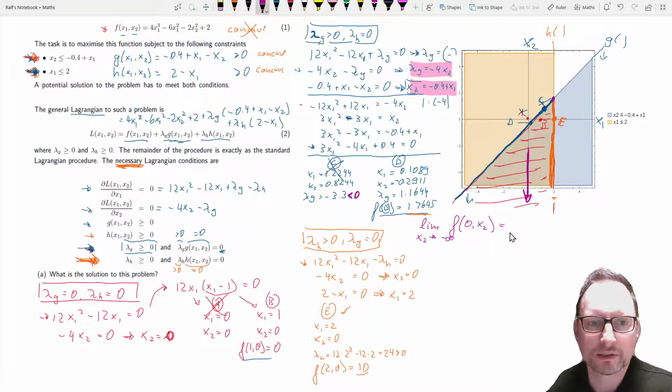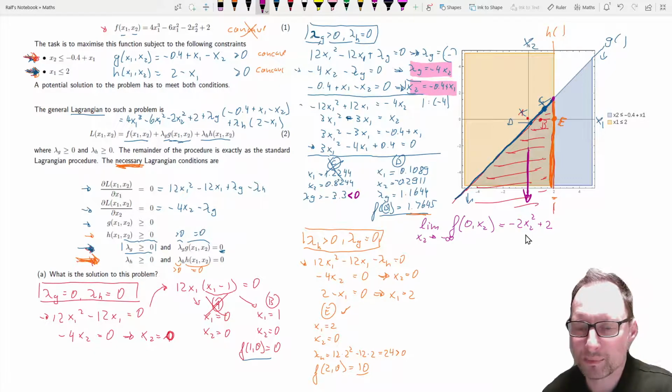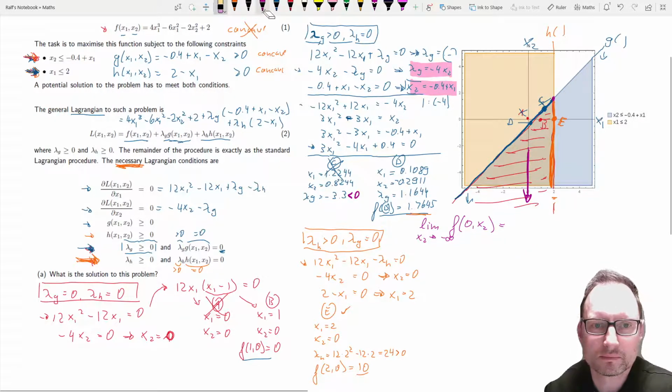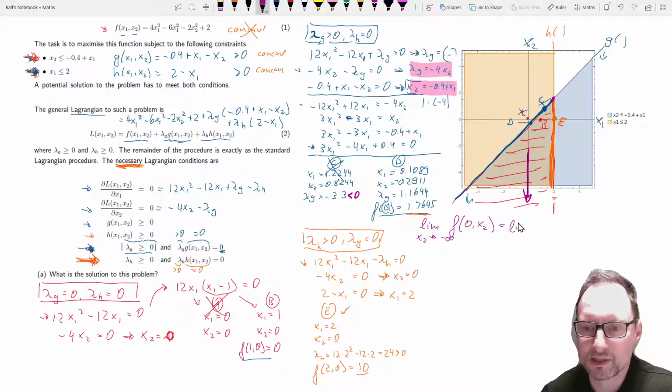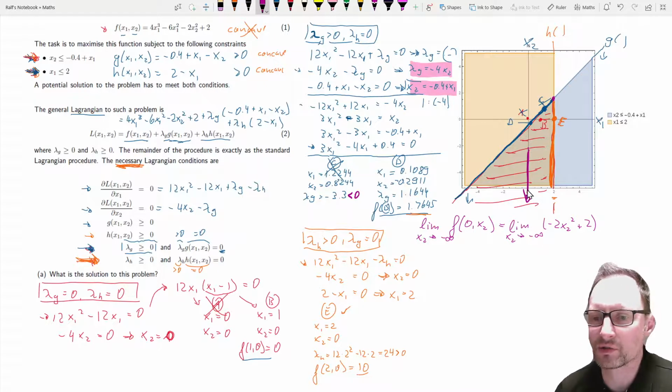So let's write down the partial function. That simplifies quite a lot. That is just negative 2x2 squared plus 2. So what happens to this function? Oh, apologies, I should not forget the limit. So we're interested in the limit as x2 goes to negative infinity of negative 2x2 squared plus 2. If we find out what the limit here is, we understand how the function behaves as we go down here.